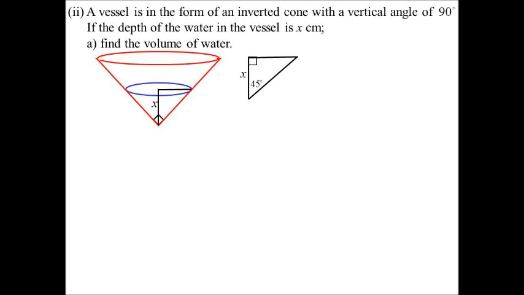Therefore the other angle up there would be 45. I've got an isosceles triangle. The radius turns out to be the same as the height, so I know the radius for this one would also be x. So volume, 1/3 pi r squared h, but I now know that the radius and the height are the same. So for our problem here, the volume of the water will be 1/3 pi x cubed. So that was the first part of the question.